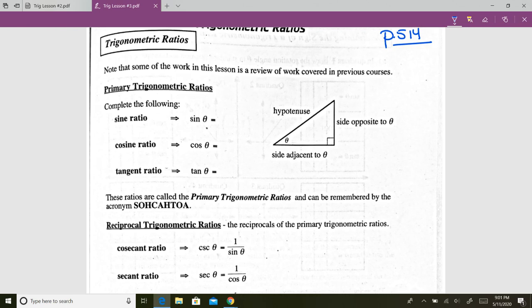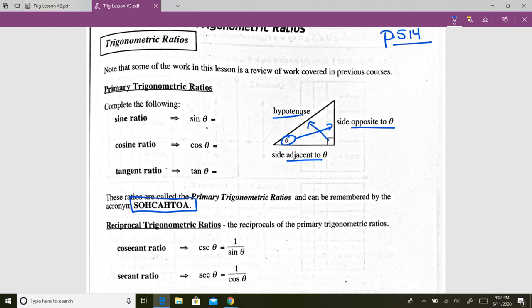So we have a right angle triangle here. This is your angle theta. Looking directly across, you get the opposite side. The one right beside it is the adjacent, and the longest side, or the one directly across from the right angle, is the hypotenuse.